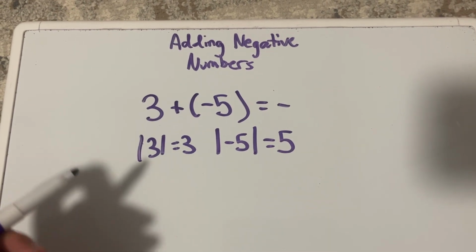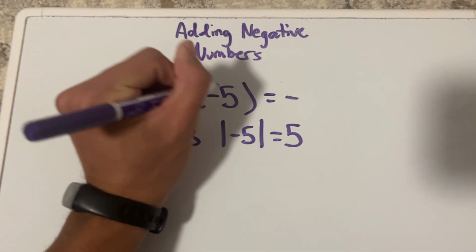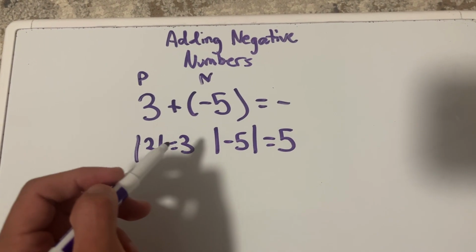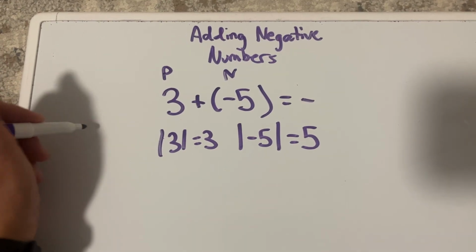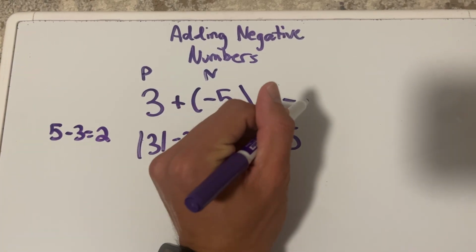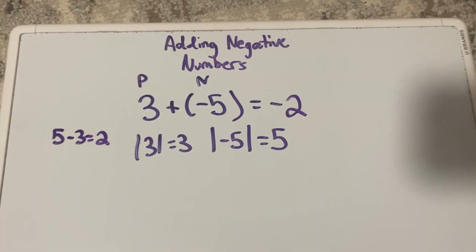And since we are adding a positive and a negative together, we are actually going to subtract the absolute values from each other. So we have 5 minus 3 equals 2. So the answer is going to be negative 2.